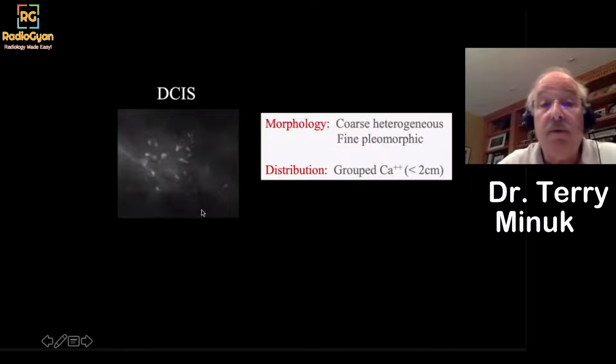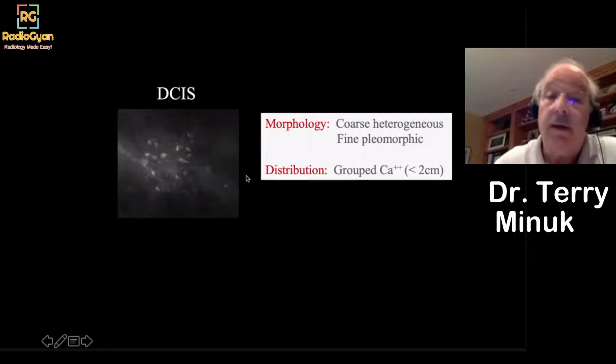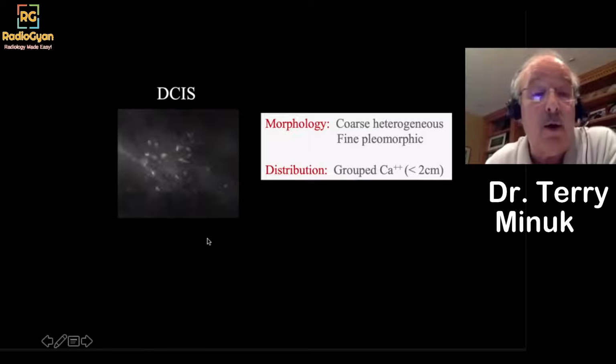Here's another case of DCIS with different size, shape, and density calcifications. Again, it's in a group under 2 centimeters in diameter, so you have to biopsy it.